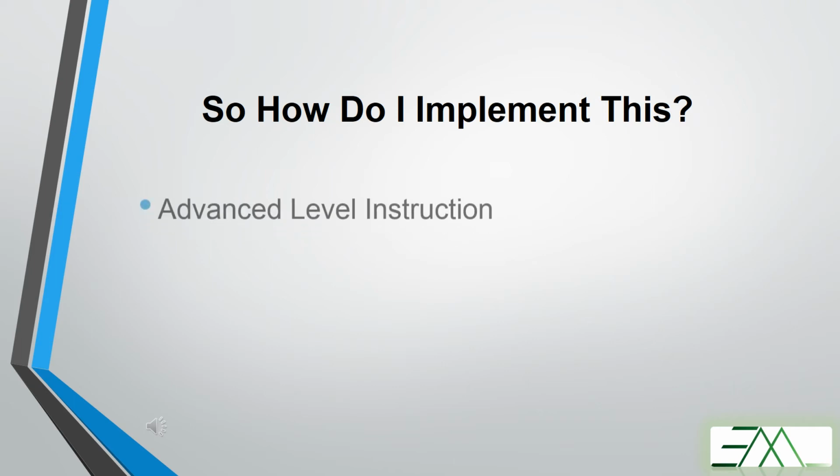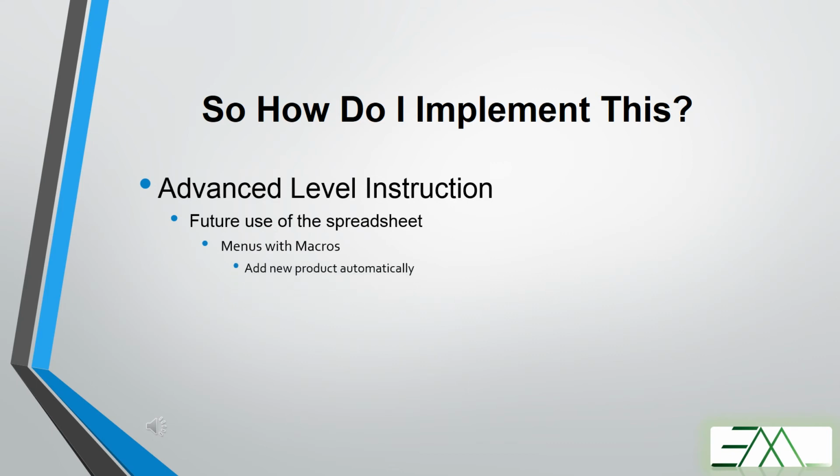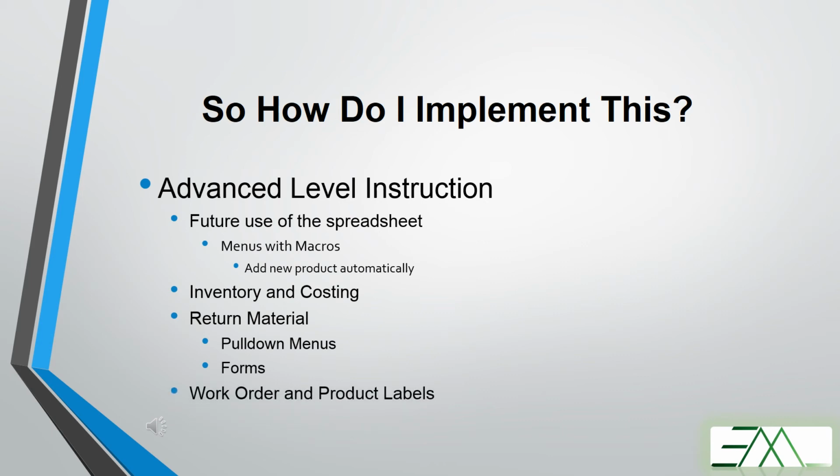Now video 5 of 5 will have our advanced level instruction, and that's going to go into future use of the spreadsheet. We'll cover menus with macros, add a new product automatically. We also want to get into inventory and costing. So this spreadsheet grew as it was developed. We'll have return material as part of the growth. We did add pull down menus. We added forms. We also had work order and product labels.